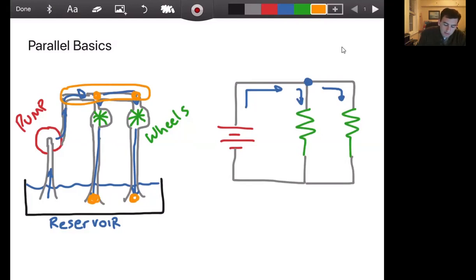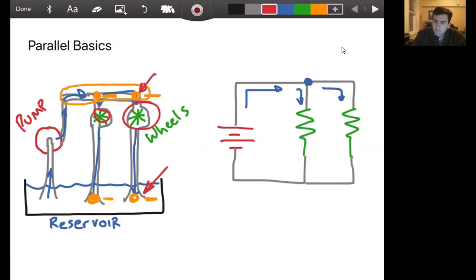So the drop in energy from here to here is going to be the same no matter which water wheel it goes through. Even if one of the water wheels is much larger than the other one, the potential difference across the water wheels is going to be exactly the same because the starting point and the ending point are identical.